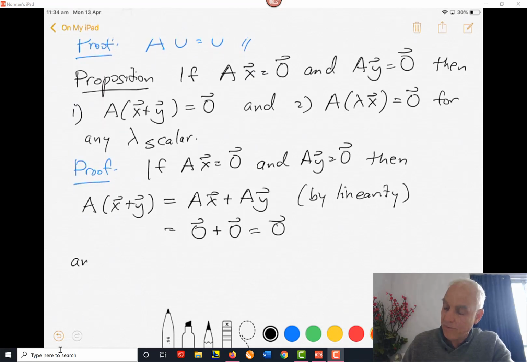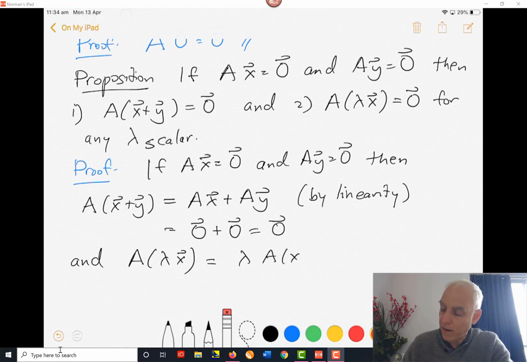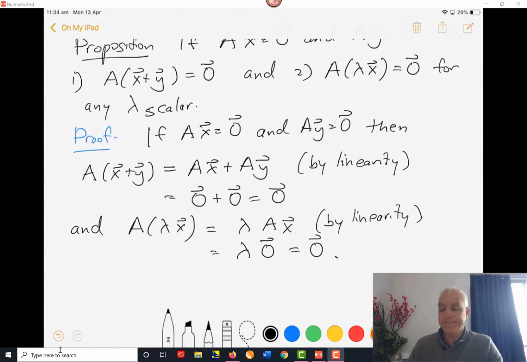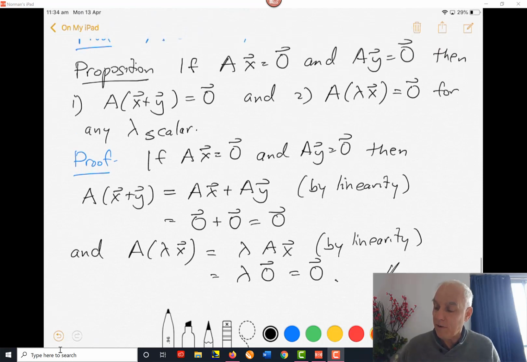And the other one's also not hard. If we take A times lambda x, well, again, by linearity, that's lambda times A times x, again, by linearity. But that's lambda times 0 vector, which again is the 0 vector. All right, so that's a proof of this little proposition.